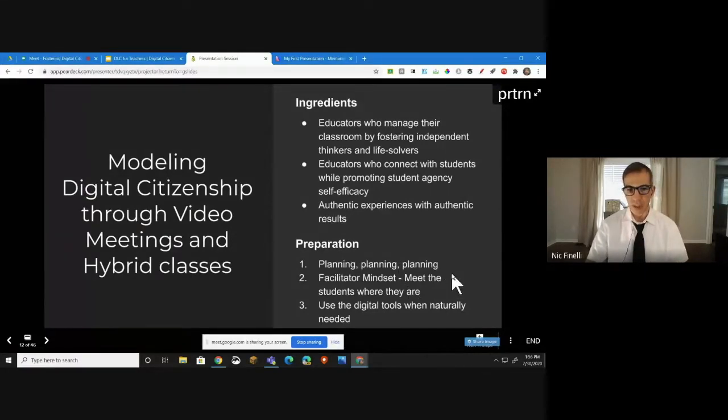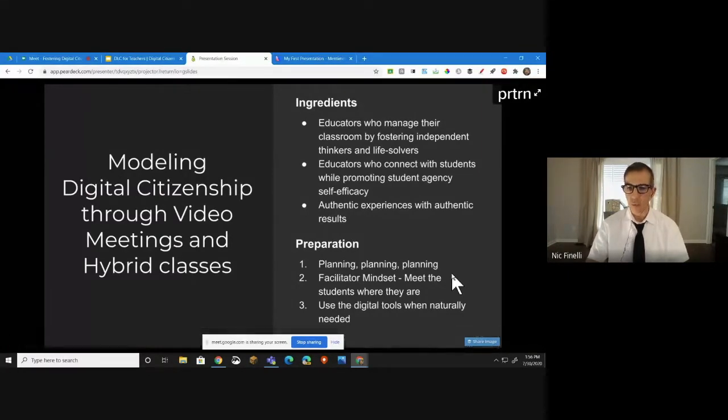The last part is preparation. What type of preparation does a teacher need to have? You need to plan, a bunch of planning. You actually need to over plan.